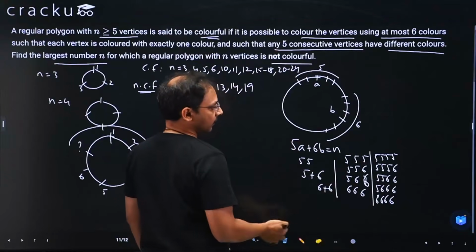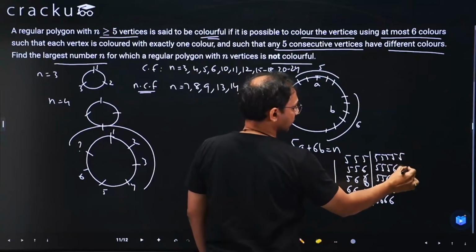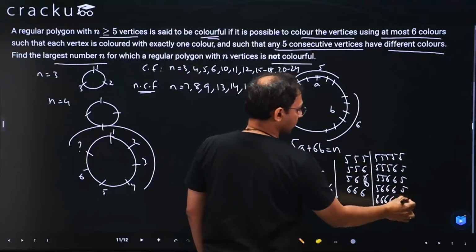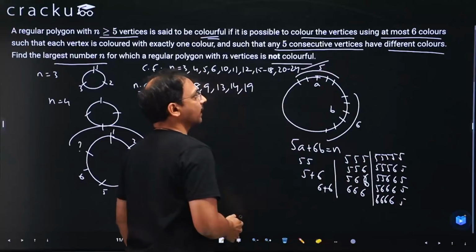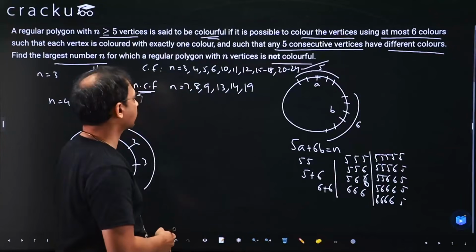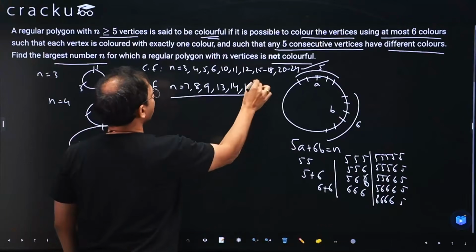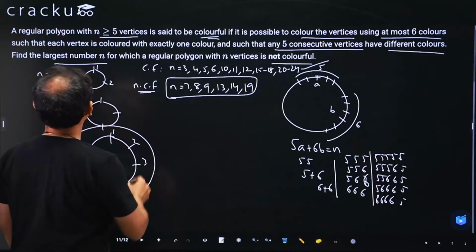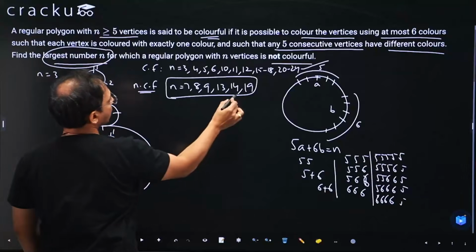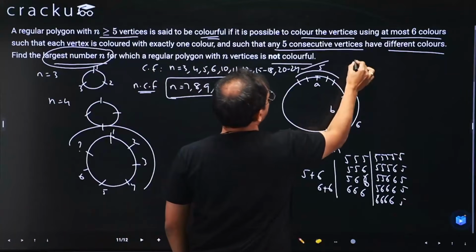Now from here onwards, I'll just add one more 5: 25, 26, 27, 28, 29. I can generate all the others. From here, 20 onwards, any number of vertices will be colorful. So these are the only possibilities for the number of vertices where the polygon is not colorful. The largest value of n is 19. That's the answer.